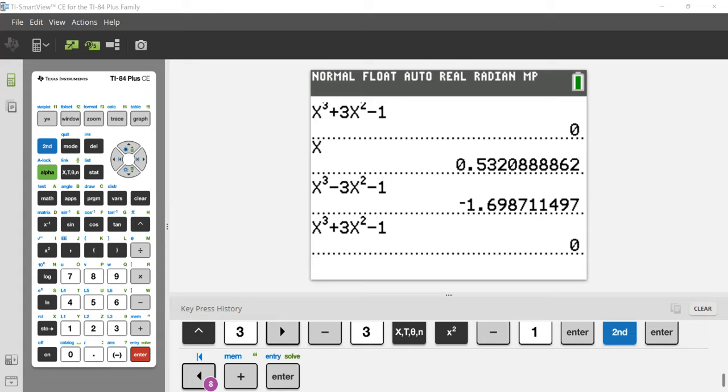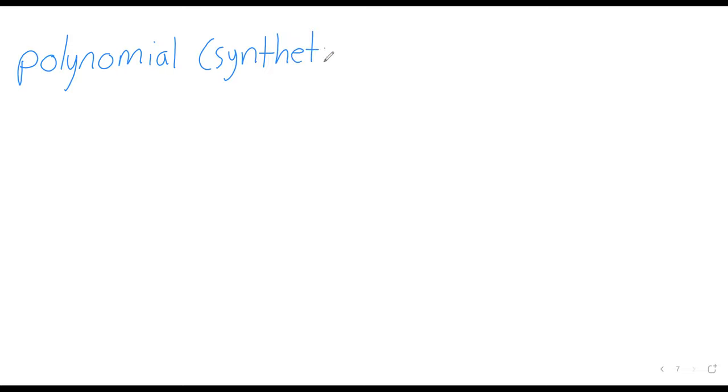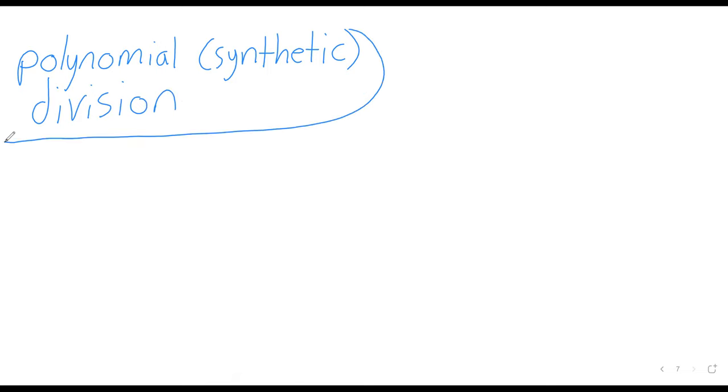So next, we won't finish this, but we will start polynomial, in particular synthetic polynomial division. Why we want to do this, we'll wait until some later day in this week. For now, this is just a process that we are going to present.